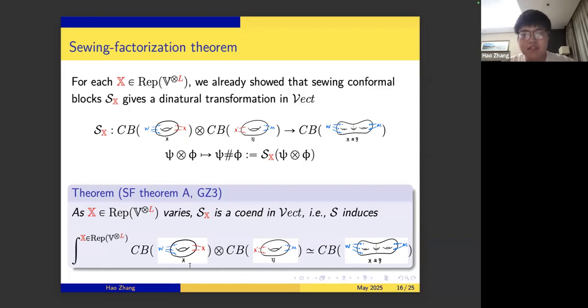And this builds a relationship between the lower genus conformal block and the higher genus conformal block. If V is in addition rational, then this result is mainly due to Gui and Damiolini, Gibney, and Tarasca. And they prove this result in the rational setting. And in our paper, we generalized this result to the non-rational setting.